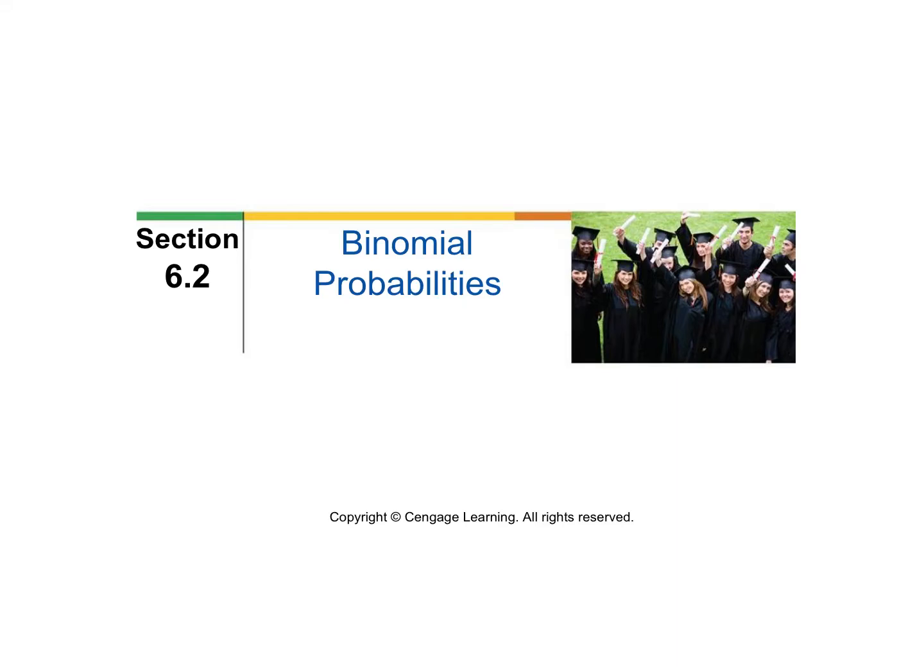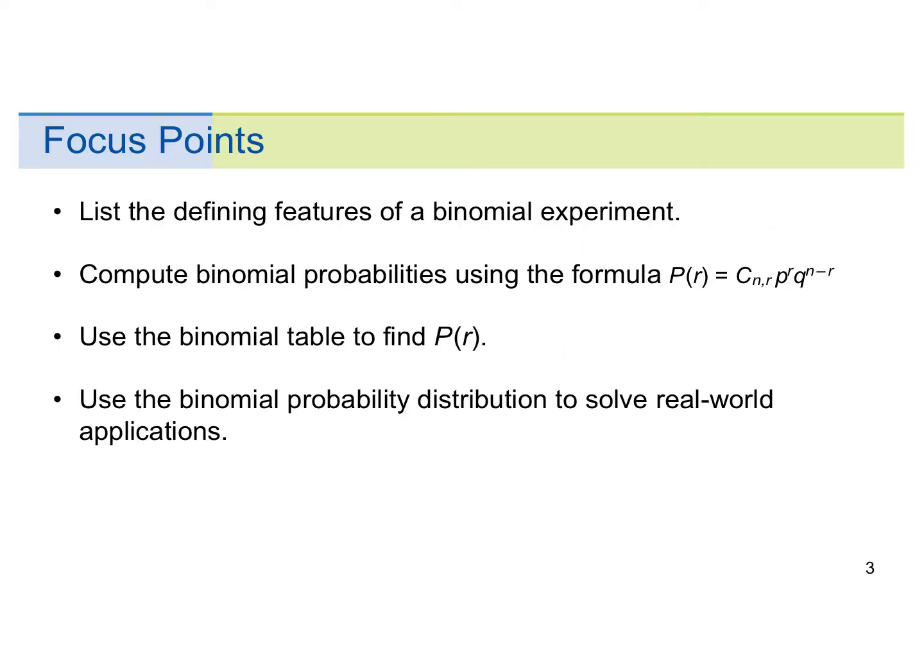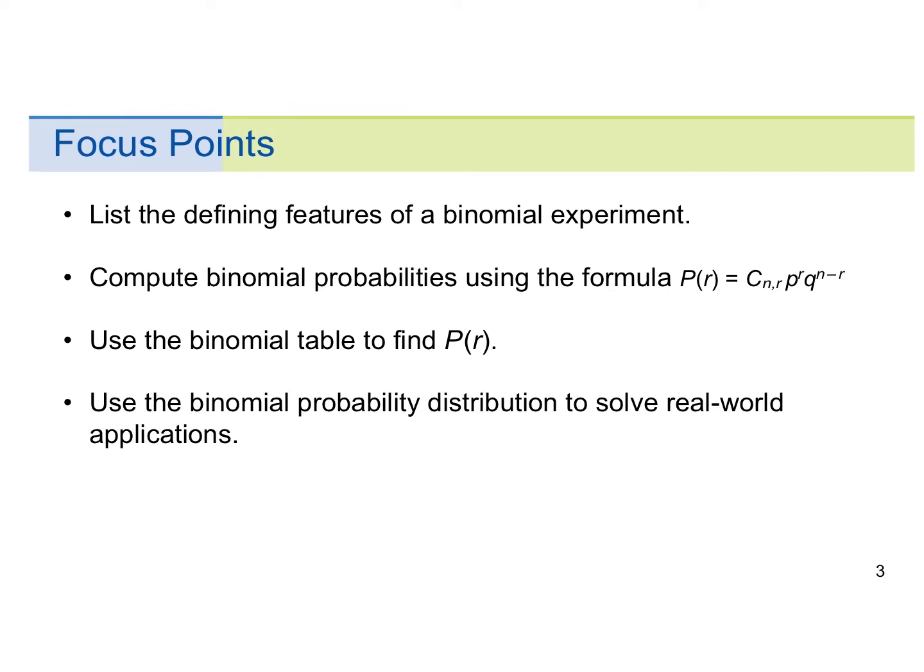All right, Honors Stats, this is Chapter 6, Section 2, dealing with binomial probabilities. So the formula for a binomial distribution is nCr, p to the power of r, q to the power of n minus r.